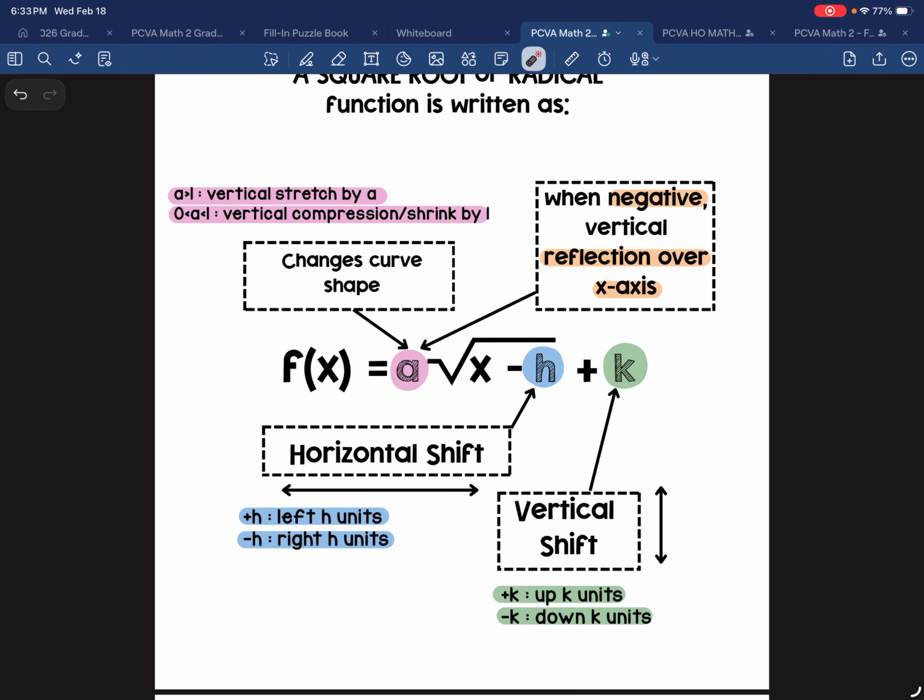And then finally, we have a value that's going to be added or subtracted, but this value is outside of the square root. Now, this value is not with the x, so this is normal of what we think, and it's going to cause it to go up or down. It's a vertical shift. So if my k value is positive, that means we're going to shift up that many units. If my k value is negative, that means we're going to go down that many units.